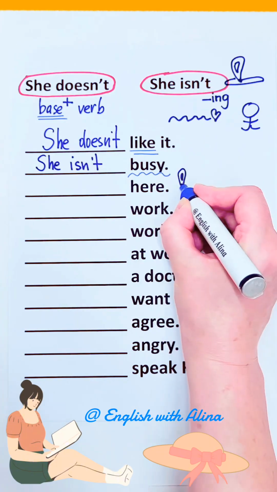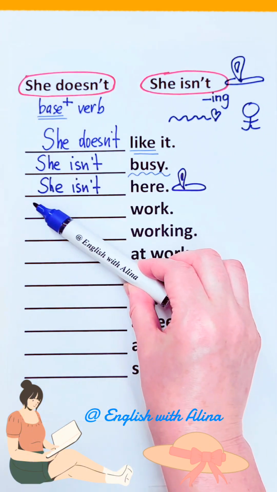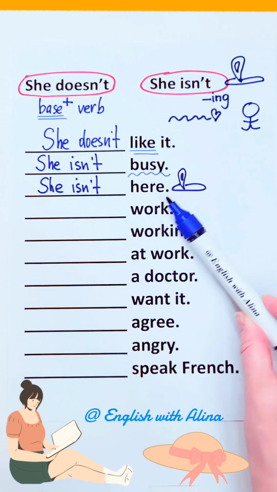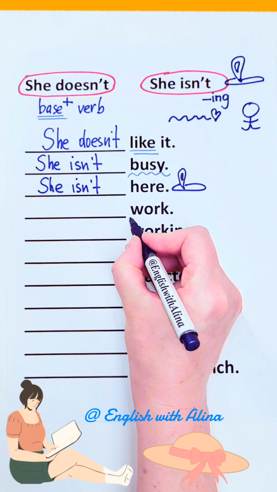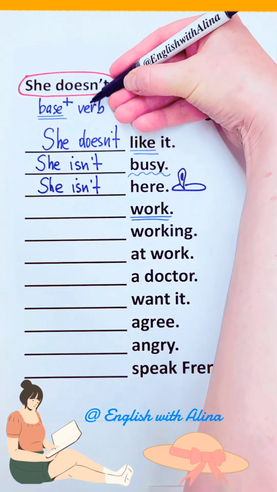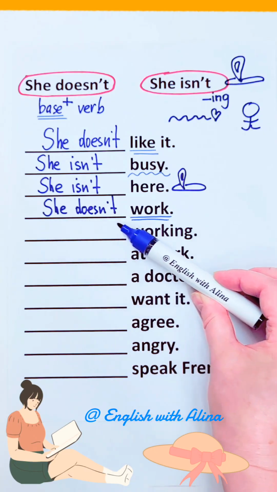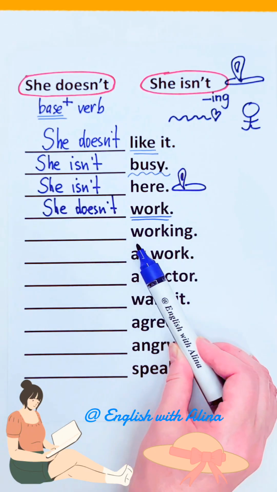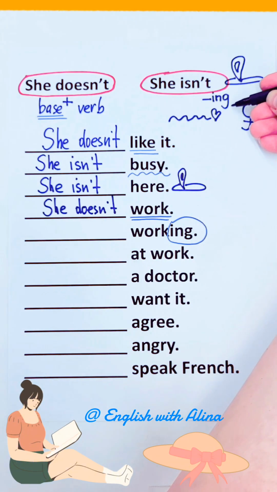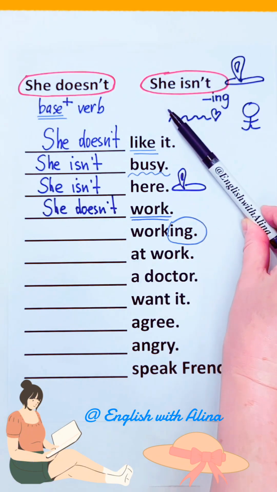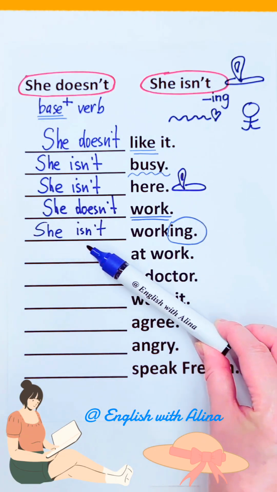Blank, here. Here is a location. She isn't. She isn't here. Blank, work. Work is a base verb. She doesn't. She doesn't work. Blank, working. That's an ing ending. Yes, she isn't. She isn't working.